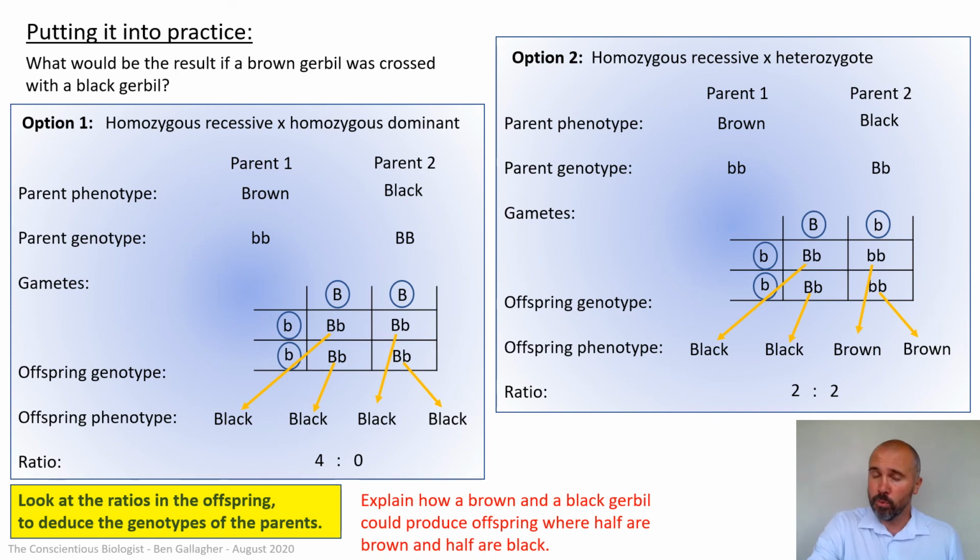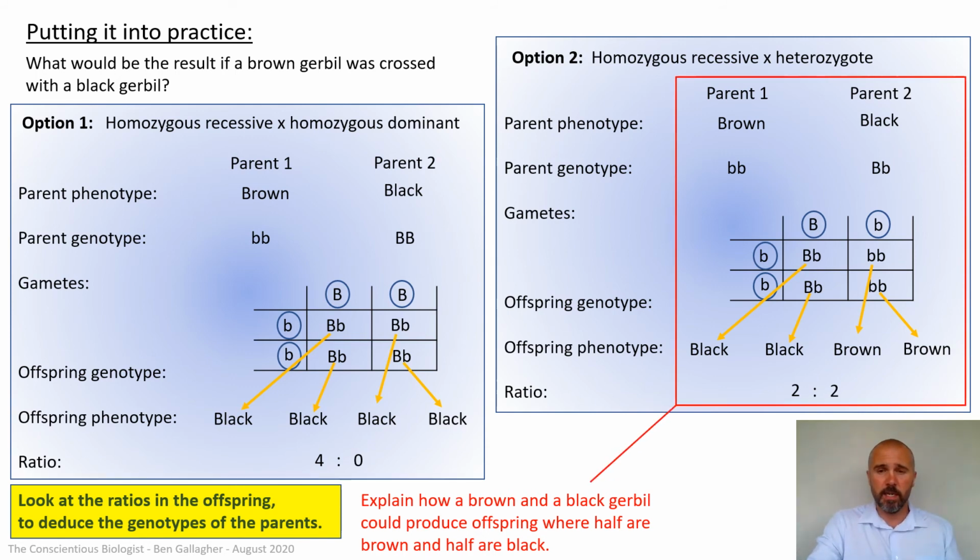So actually in the exam, they're more likely to give you something like this. Explain how a brown and black gerbil could produce offspring where half of them are brown and half of them are black. Well, that's what we've got in this one. So your answer would literally be what's inside this red square. If you wrote down in your exam paper exactly what's inside this red square, guaranteed full marks. You've given the parent phenotypes, the parent genotype, the gametes, the offspring genotypes, the offspring phenotypes, and the ratio. This diagram fully explains how that can happen. Okay, hopefully that's made sense. Take a screenshot of this.